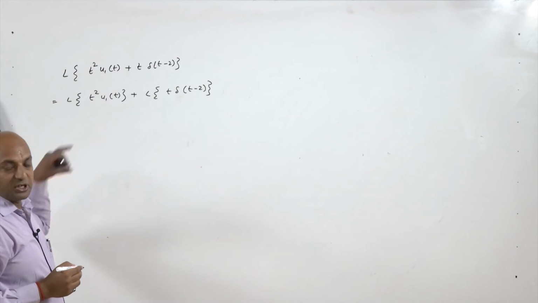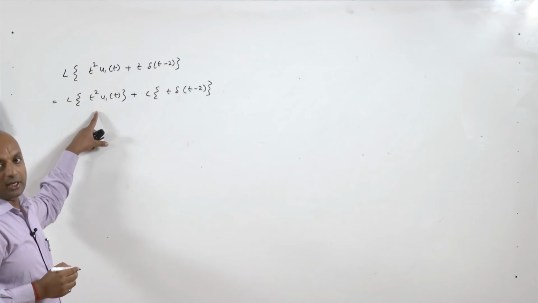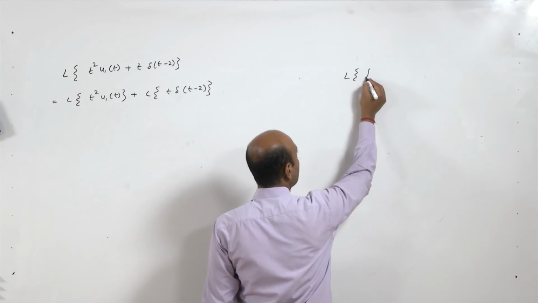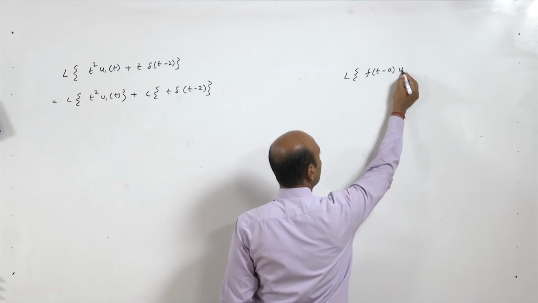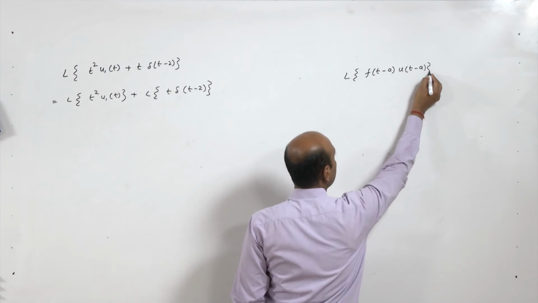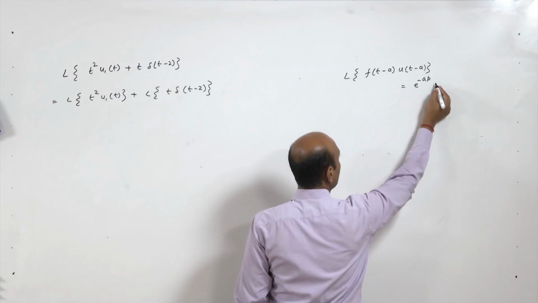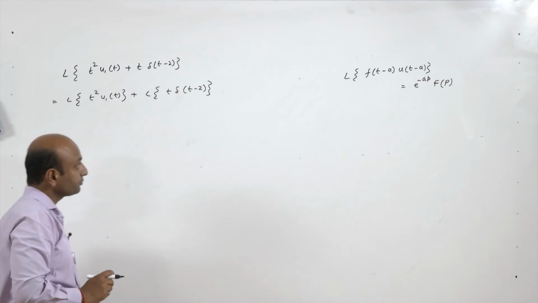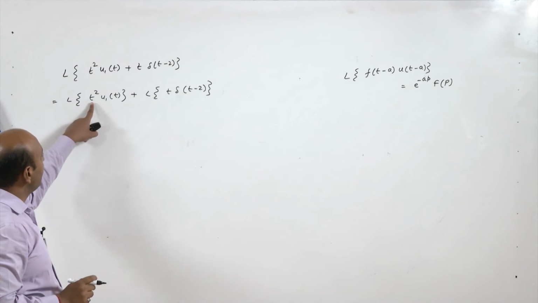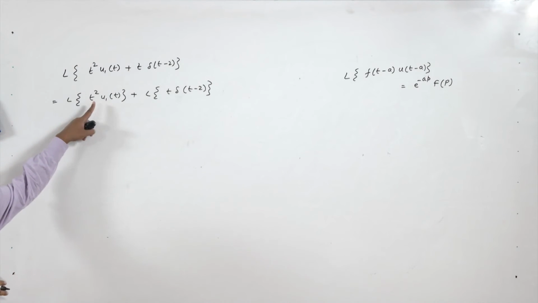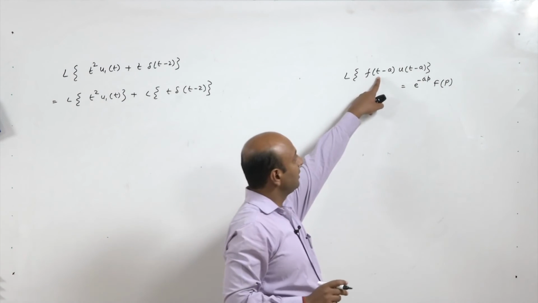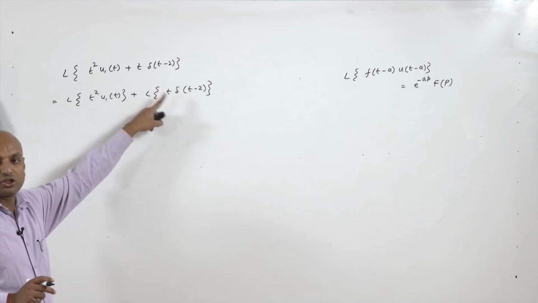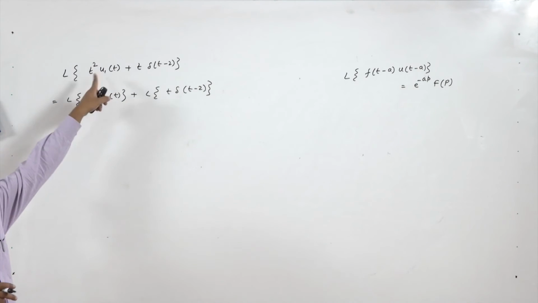Now, to compute the first expression, we will use the second shifting property of the unit step function, which states that the Laplace of f(t minus a) into u(t minus a) is nothing but e power minus ap into F(p), where this F(p) is nothing but the Laplace of f(t). So, we have to break this t square in powers of t minus 1, because it is f(t minus a) and a is 1. First we find the Laplace of this, then the Laplace of this, and the addition of these two will give the Laplace of the entire expression.